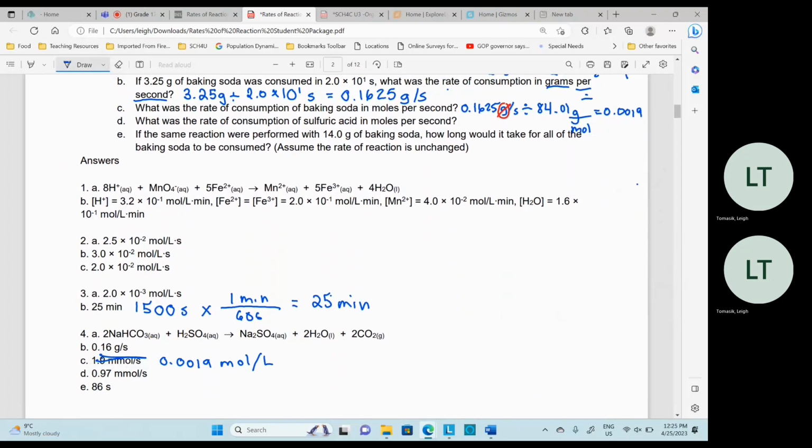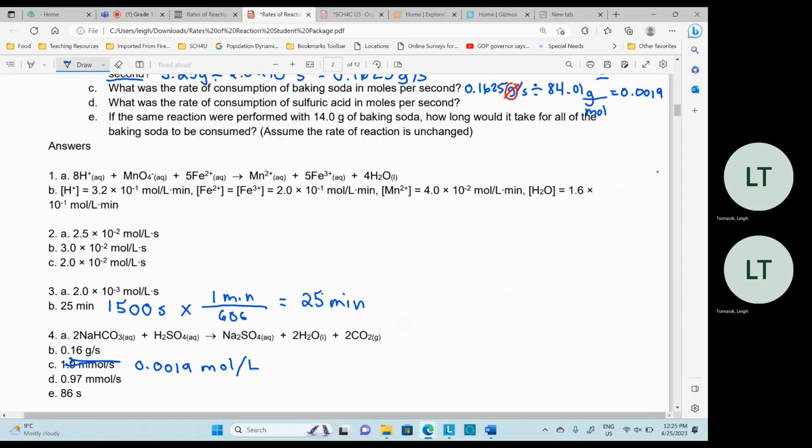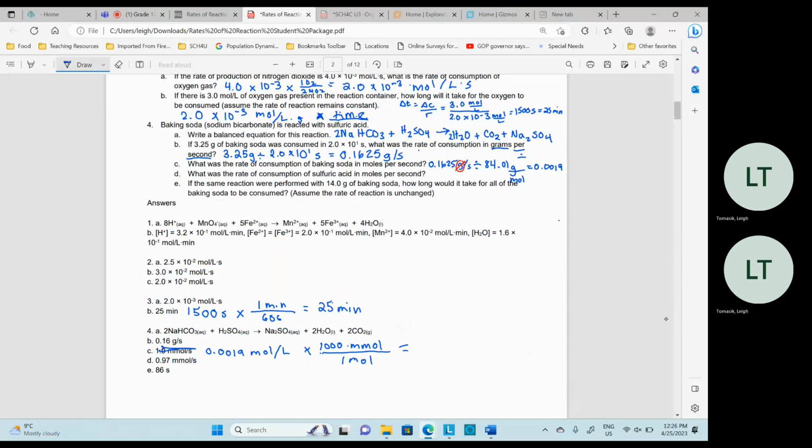Right here, they basically decided to change it to millimoles. Right, millimoles work like millimeters work to a meter. So there are 1,000 millimoles in 1 mole. So basically, they multiplied this by 1,000, so we could get like 1.9 instead of 0.0019. So that's where we went wrong.